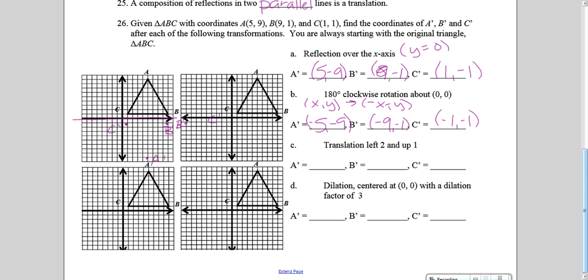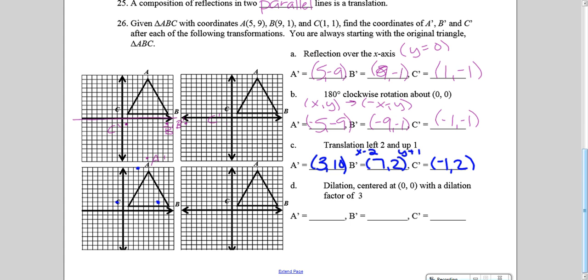If I want to translate it 2 units left and 1 unit up, I'm subtracting 2 from my x. So I take x minus 2 and then y plus 1. So B would be 7, 2. C would be negative 1, 2. Let's check it. 2 units left, 1 unit up. Perfect.